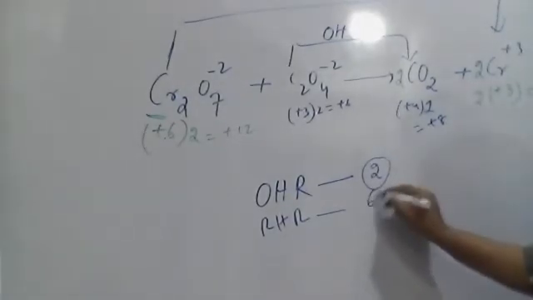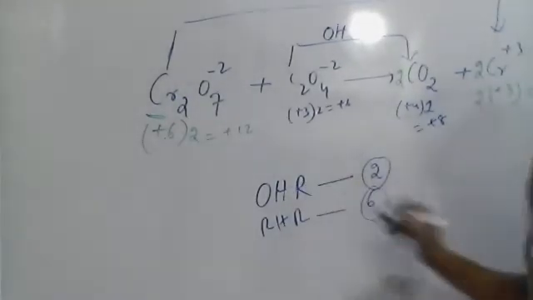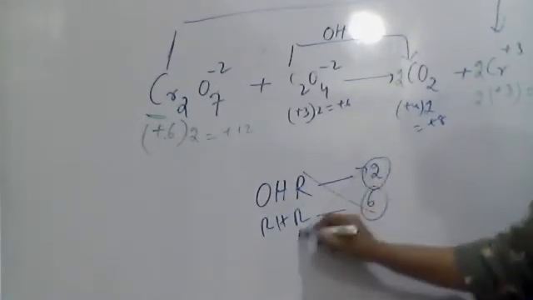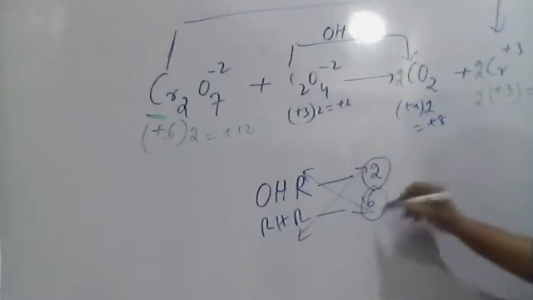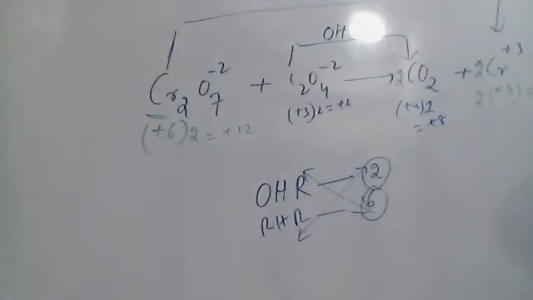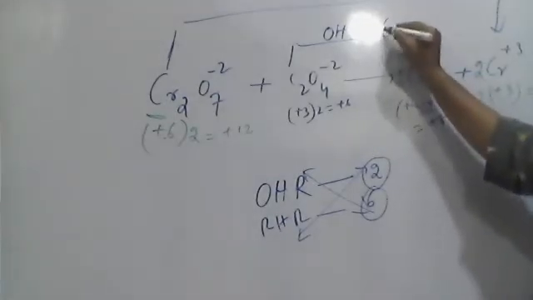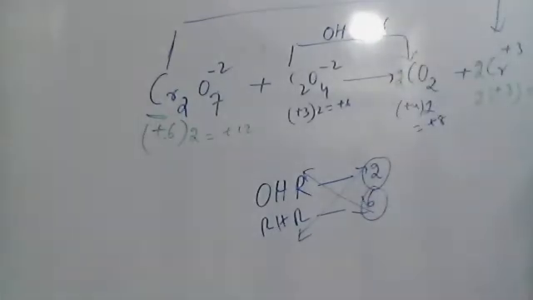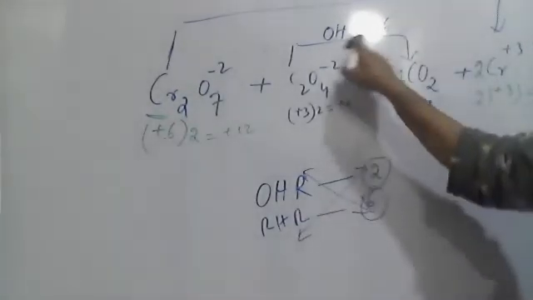But the difference here is 6. Now simply what you do, crisscross, cross multiply with opposite changes. Means OHR, oxidation half reaction, into 6, and reduction half reaction into 2. Now we'll write. So OHR into 6.